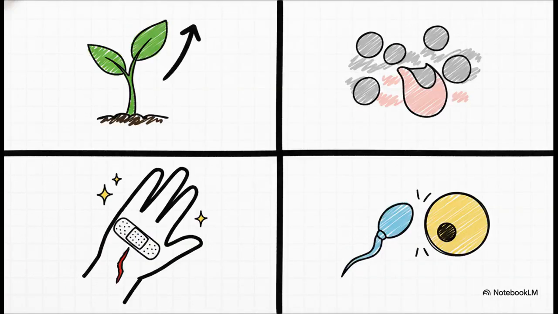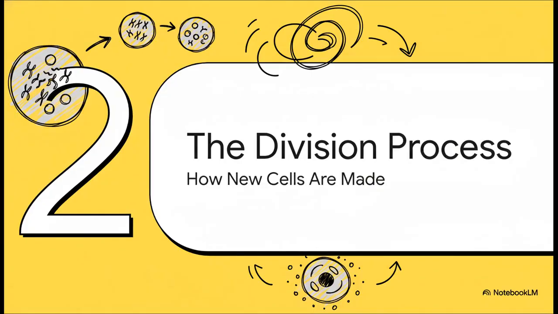You see, our bodies need new cells for four main reasons. First, for growth. Second, to replace old and worn out cells, like our skin cells. Third, to repair injured tissues, like when we get that cut. And fourth, for a very special purpose, reproduction, which involves forming cells that we call gametes. So now we know why we need new cells. Let's move on and understand how our body actually makes them.